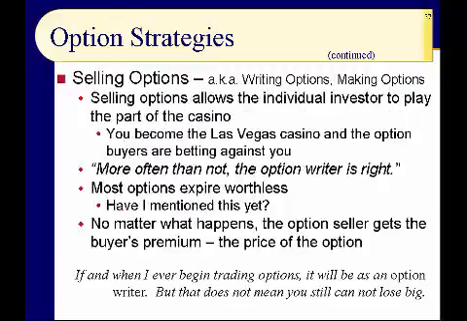Slide number 37. Now, we've discussed both sides of the contract, but we've been mostly talking about buying options, if you're the option buyer. But remember, there's somebody else on the other side of the contract, and that's the seller. Selling options, writing options, making options. Selling of the options allows you, the individual investor, to play the part of the casino. You become the Las Vegas casino, and the option buyers are betting against you. And more often than not, the option writer is right, because most options expire worthless.